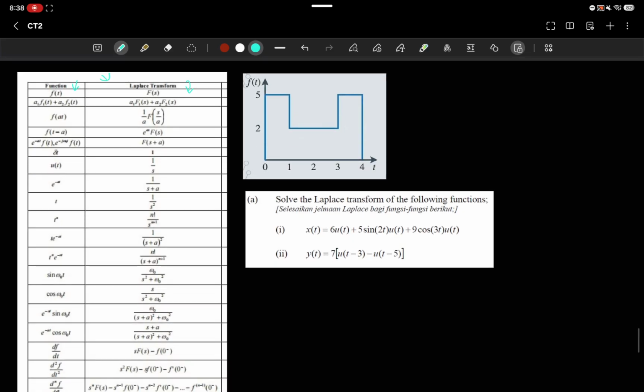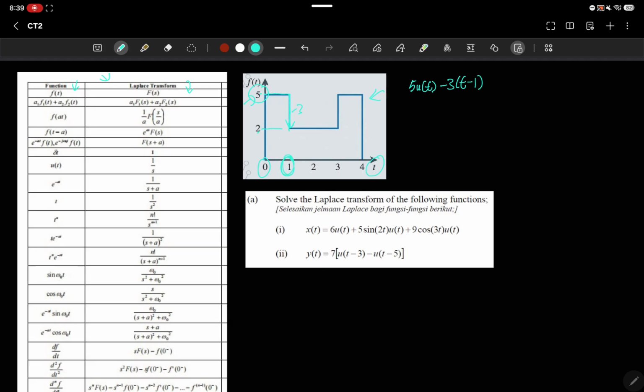Now first and foremost, this is a graph. From this graph we can actually make the function. How to make the function? This is our amplitude and this is our time. At time 0 the amplitude is 5, so we write it as 5u(t). The 5 is constant until it drops to 2. So 5 minus 2 is 3, meaning it's going negative 3, so negative 3 u(t minus 1).